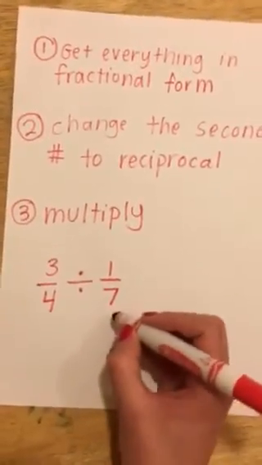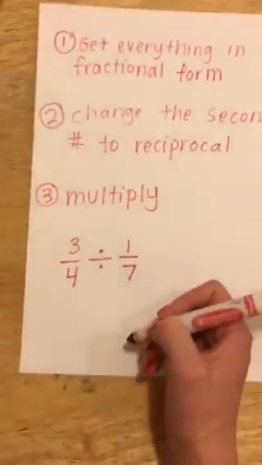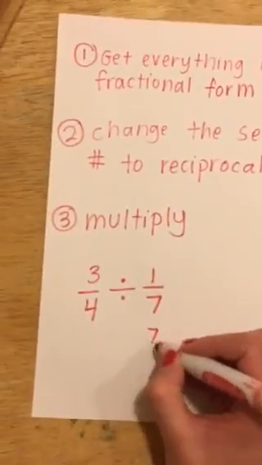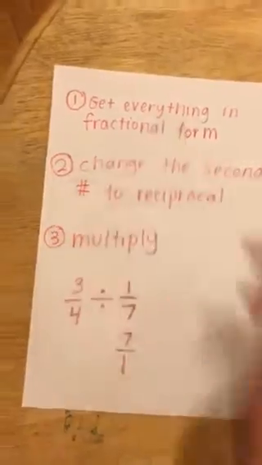Now I want to change the second number to the reciprocal. I am going to keep it in fractional form. So the second number's reciprocal is 7 over 1. I'm not going to simplify it. I want it in fractional form.